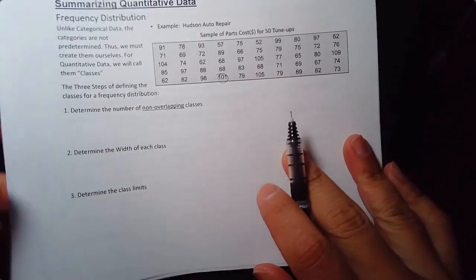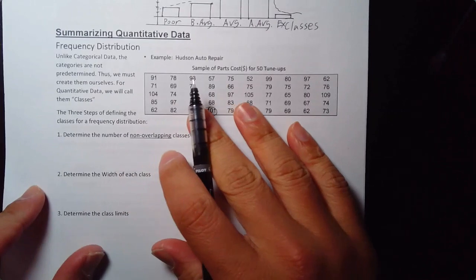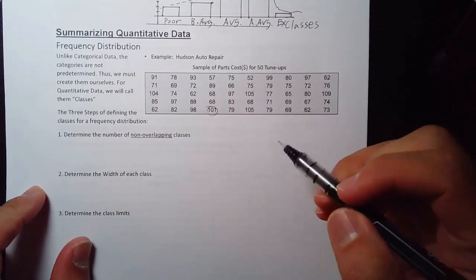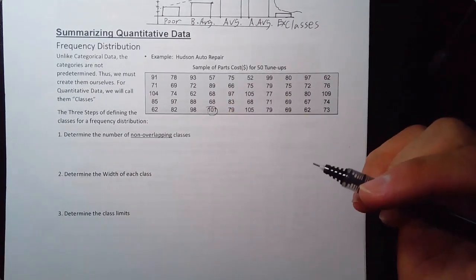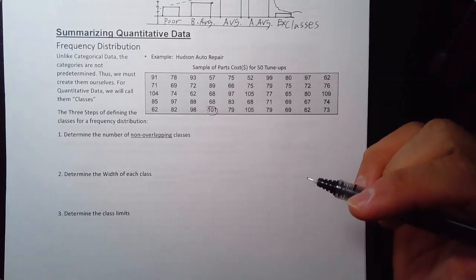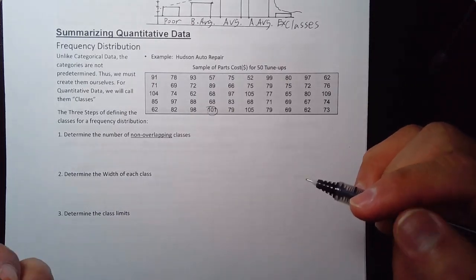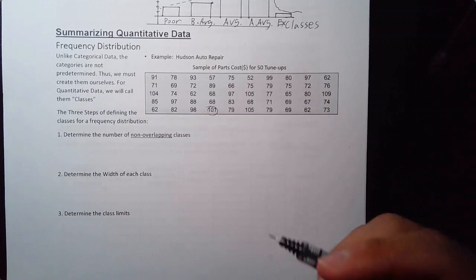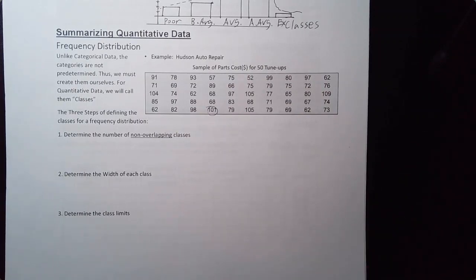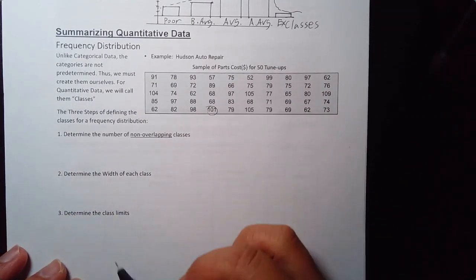The data will come in a form like this. It's a bunch of numbers. And so we need to do one extra step. We need to make the classes ourselves in order to put each observation into one of the classes. Now, there will be three steps in this process.